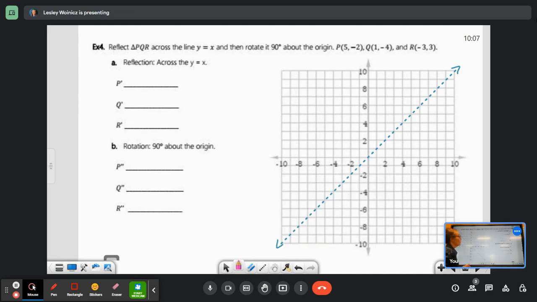All of the y values are equal to the x's. So when my x is 1, my y is 1. My x is 2, my y is 2. My x is -5, my y is -5.